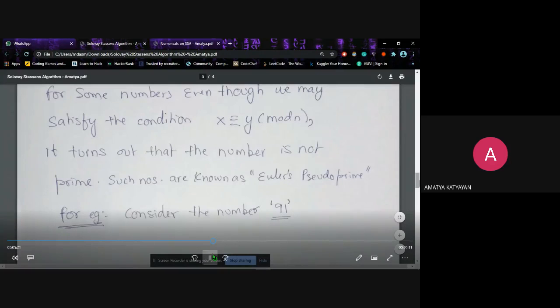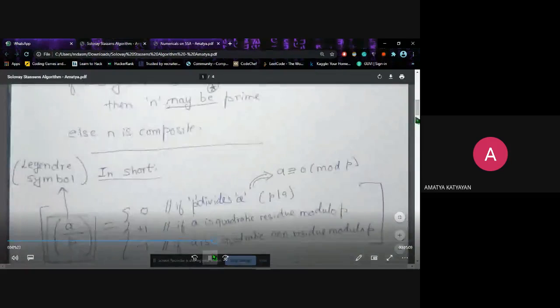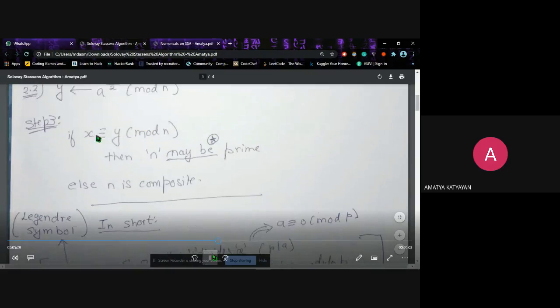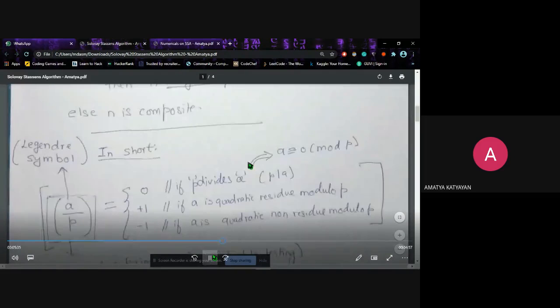That is why we use the word maybe. We use this word "maybe prime." So that means if this condition is satisfied, if x is congruent to y modulo n, then it may be prime. And which are such numbers?